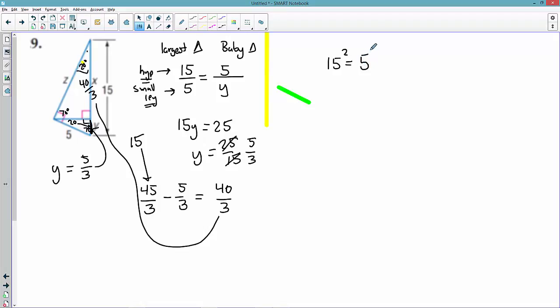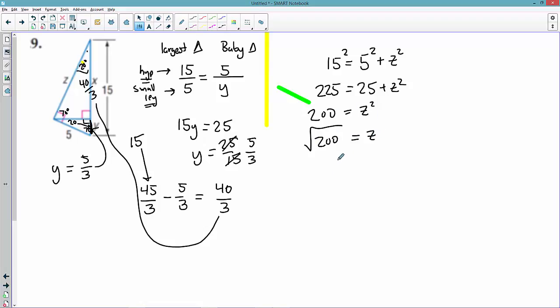15 squared equals 5 squared plus Z squared. 15 squared is 225 equals 25 plus Z squared. Z squared equals 200. Radical 200 equals Z, because I square rooted both sides. And of course I can change this to radical 100, radical 2, and finally Z equals 10 radical 2. Okay, and that's how you find those three.